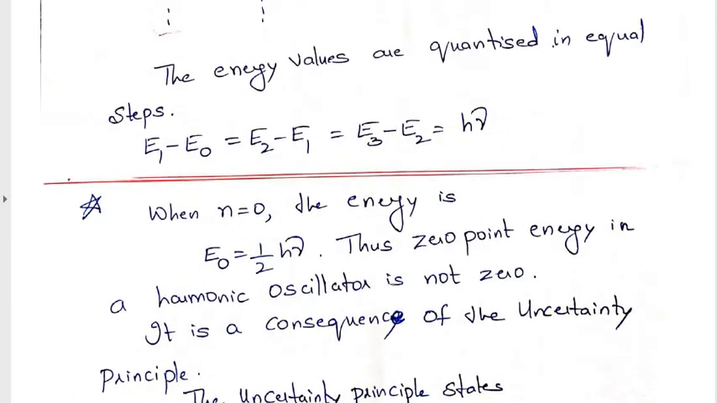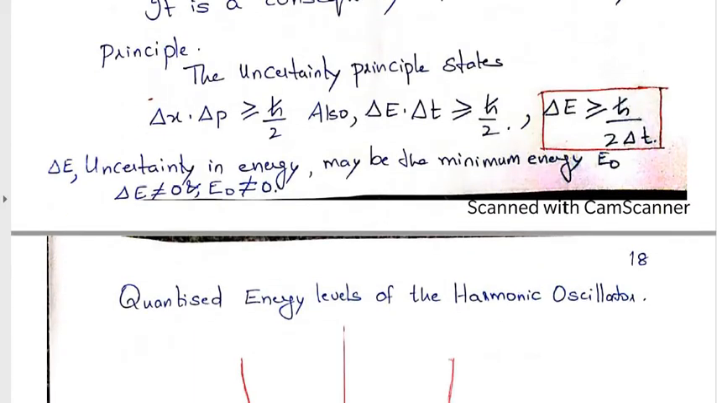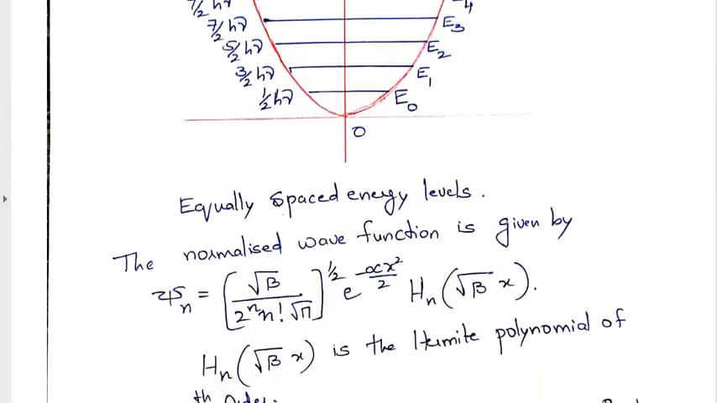I would like to mention one more point. E0 is called the ground state energy, and E1 is the first excited state, E2 is the second excited state, E3 is the third excited state, E4 is the fourth excited state. So this is slightly different from the particle in a one-dimensional box.